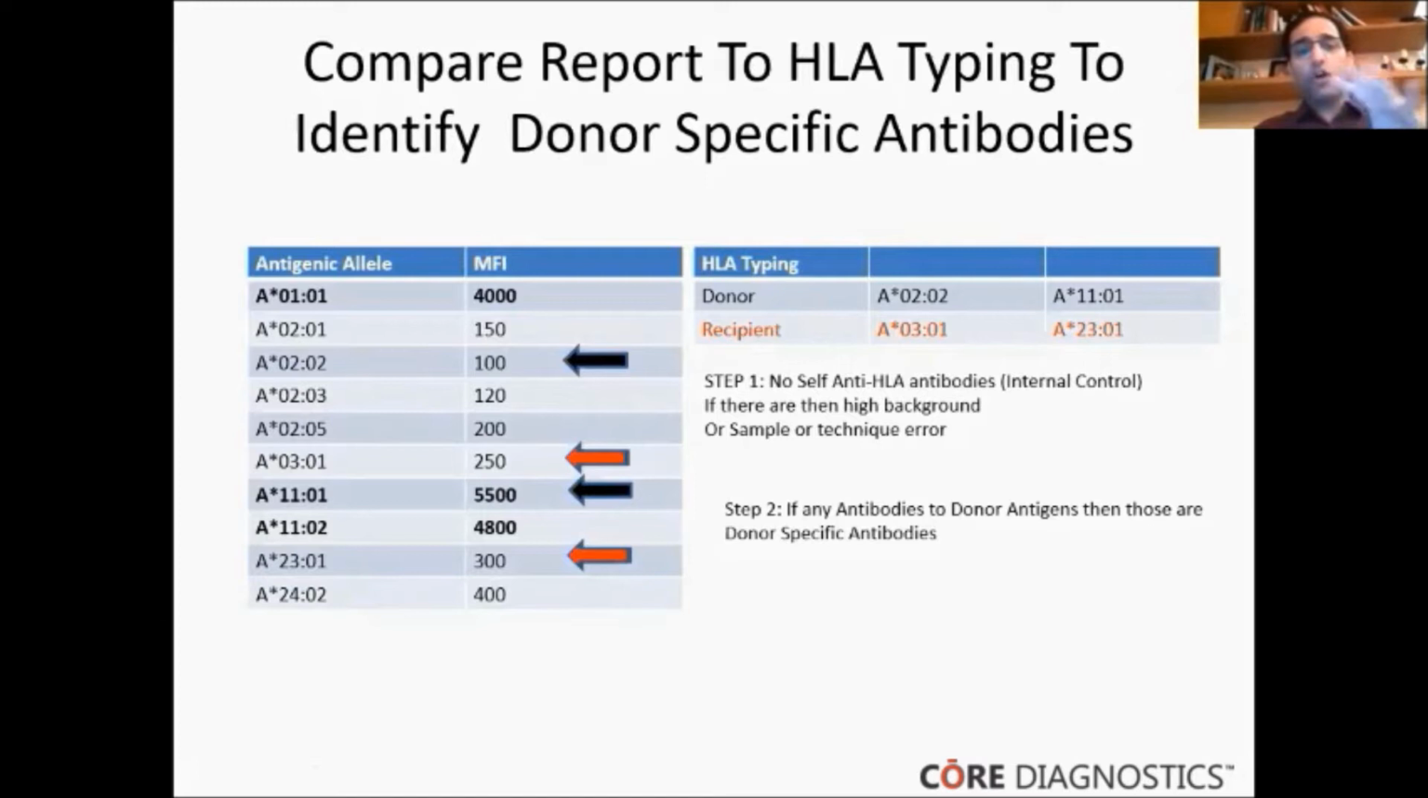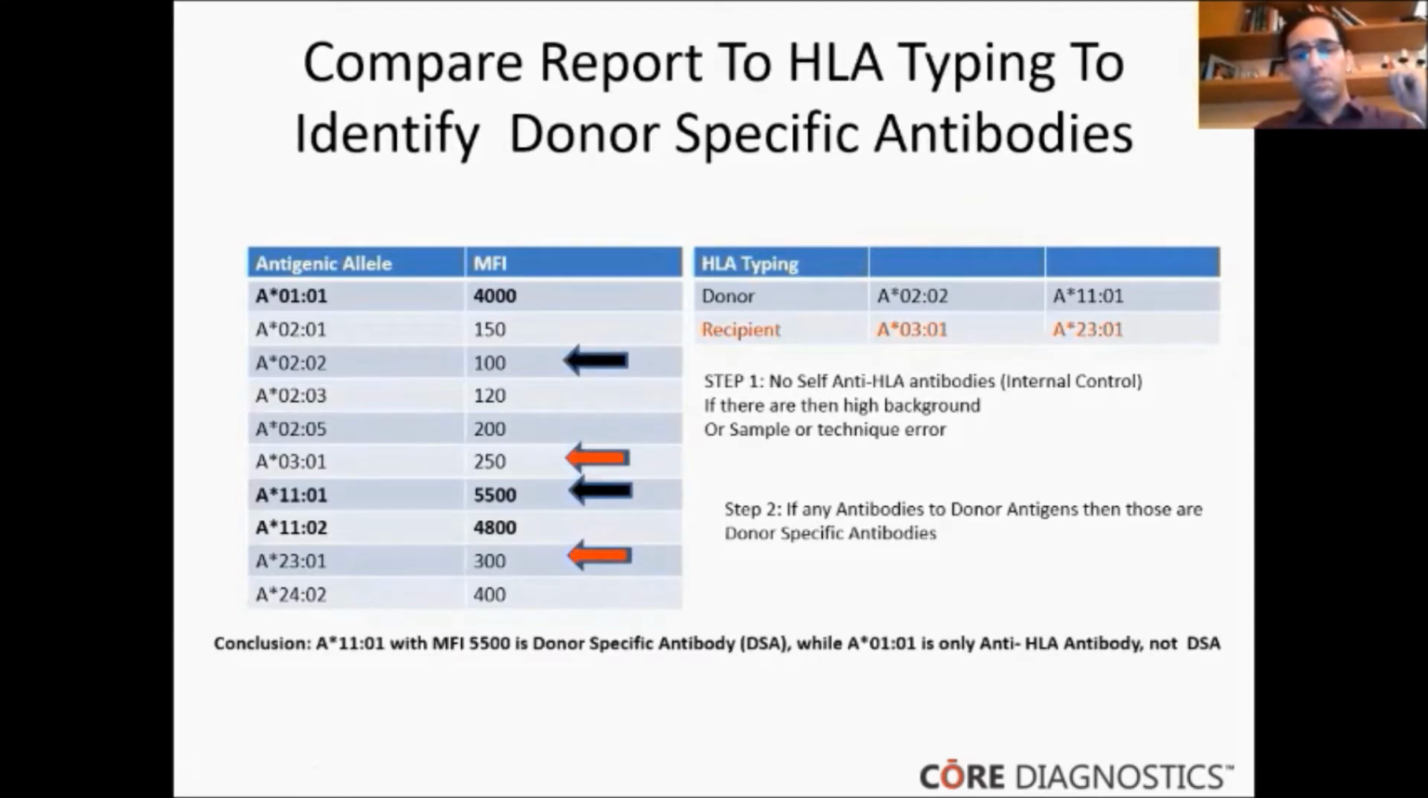So now we've gone through the terminology as well as how you come up with the single antigen bead report and come up with donor specific antibodies. So the conclusion from this single antigen bead with the donor typing would be the A1101 with an MFI of 5500 is a donor specific antibody, while the A0101 is only an anti-HLA antibody, but not a DSA.